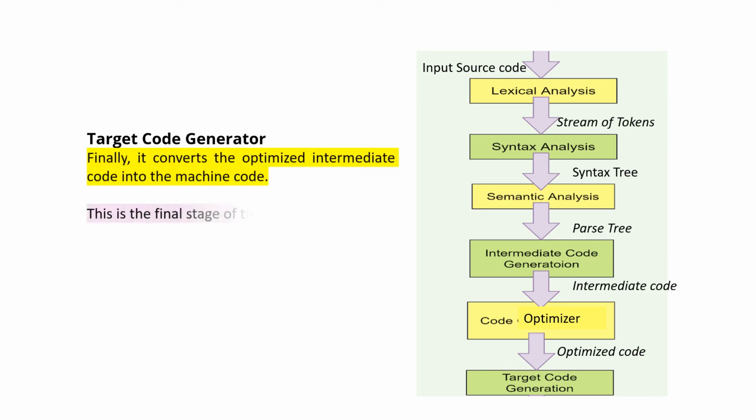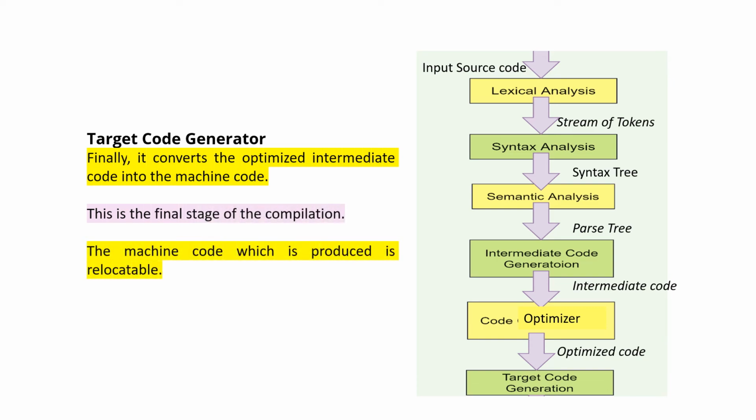Finally it converts the optimized intermediate code into machine code, and the machine code which is produced is relocatable.